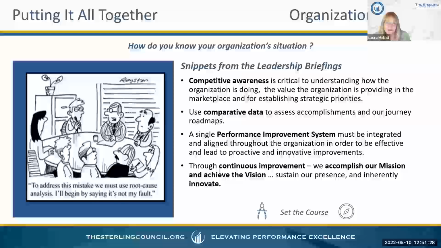And then Roland wrapped us all up by emphasizing the need to have a single performance improvement system and making sure that it's integrated and aligned throughout our organization in order to be effective and to lead a proactive and innovative existence. Really, the performance improvement system is there to ensure that we've got that focus on continuous improvement, because through continuous improvement, we can accomplish our mission and achieve the vision, sustain our presence, and inherently, we can innovate.